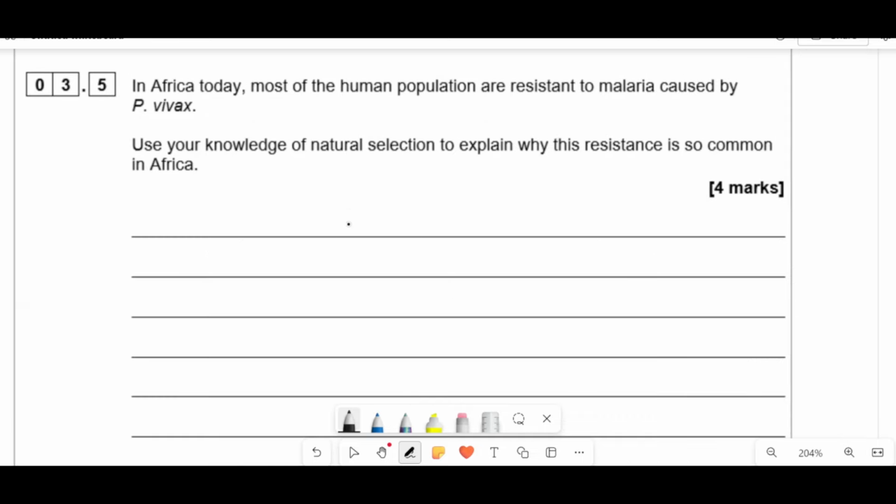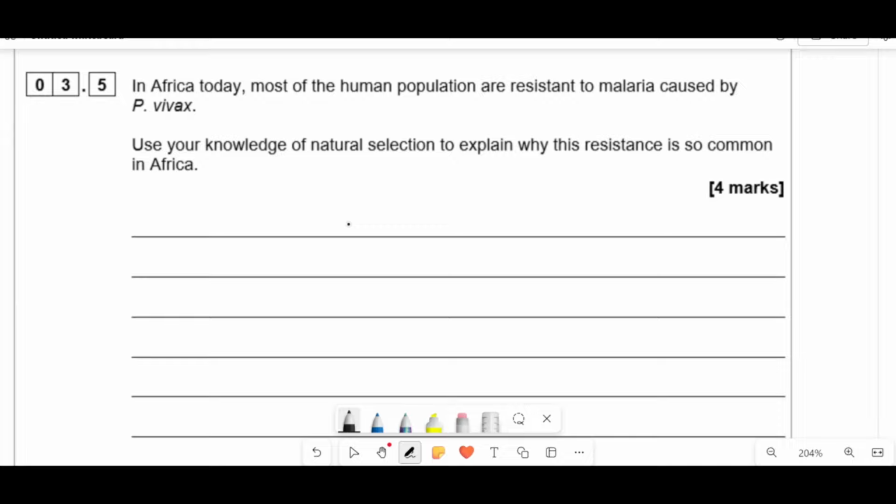And there you go. In Africa today, most of the human population are resistant to malaria caused by P. vivax. Use your knowledge of natural selection to explain why this resistance is so common. So here, a lot of people were just saying random stock phrases or rote learned answers or model answers. And they were like, variation exists. People with favorable alleles survive and reproduce and pass on these alleles and allele frequency increases. You cannot do that. You got to stop doing that.